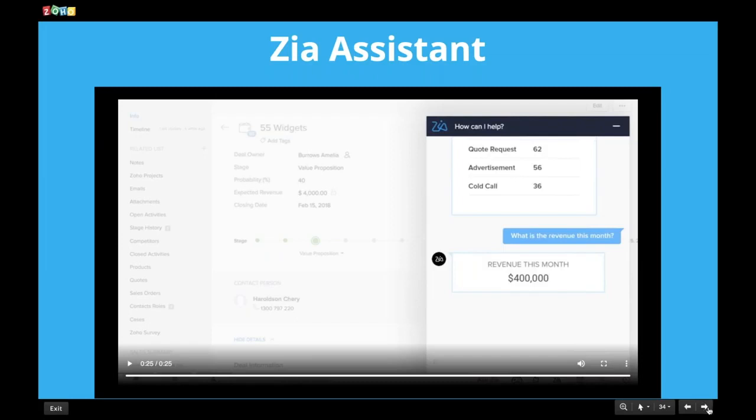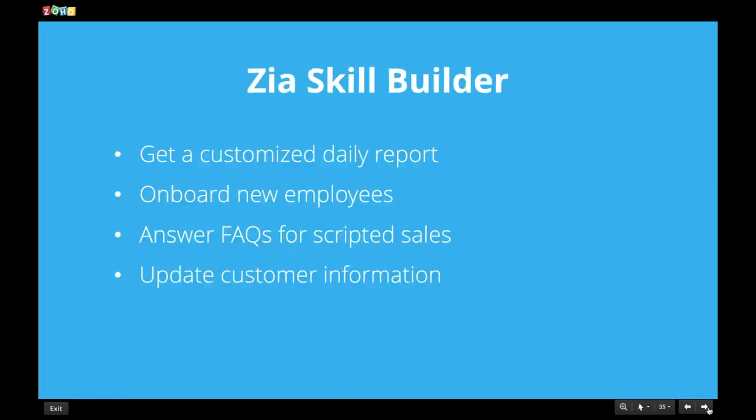So that's what Zia can do by default, but then you can use the skill builder to take that a step further. If you want a customized daily report of things that matter specifically to you, or that are unique because of the way you've customized your CRM, then you can build that as a Zia skill.